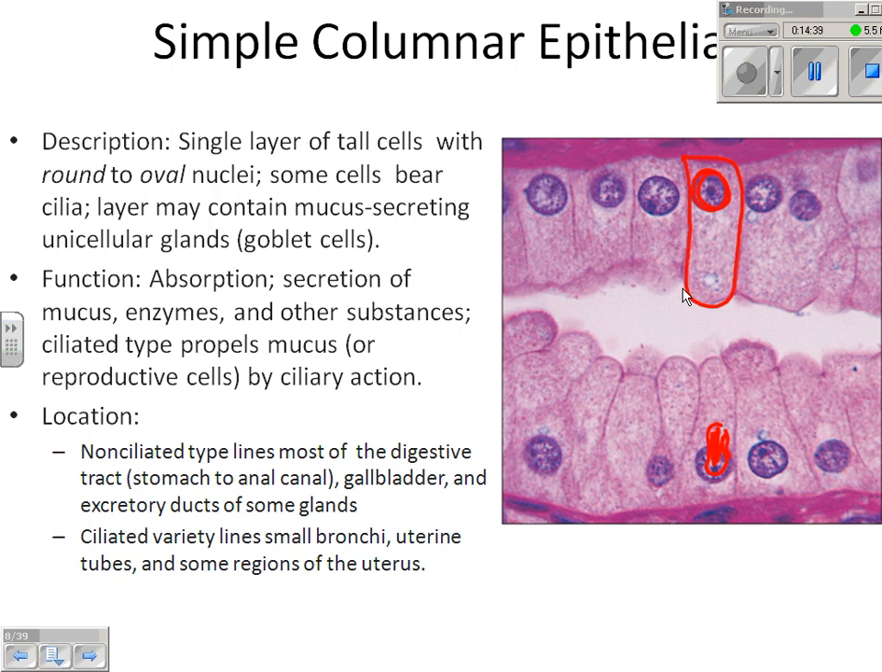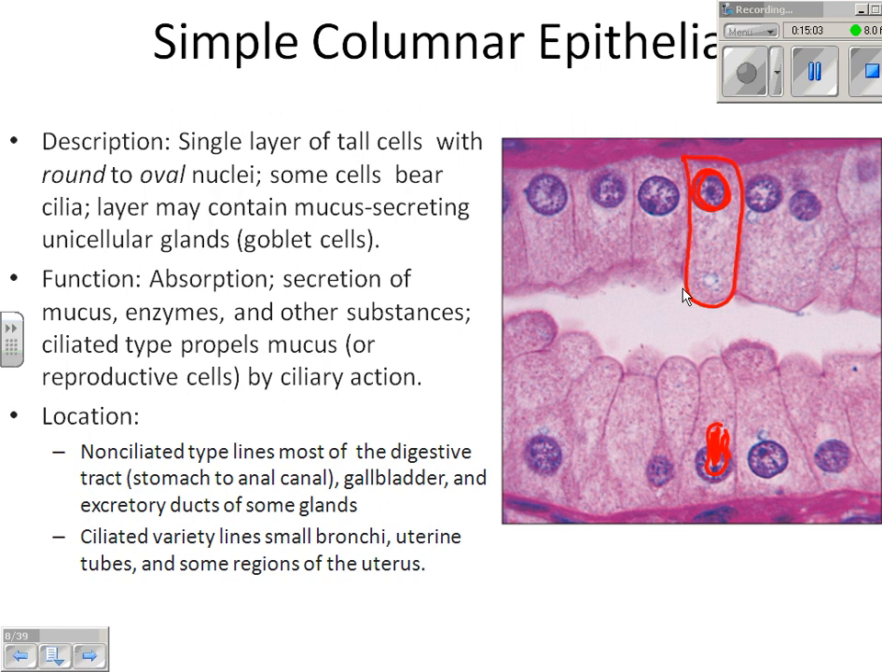Pseudostratified columnar epithelial tissue. Sometimes this can be very confusing when looking, so you're going to have to study these pictures on PAL. The way that you know that you're looking at pseudostratified, meaning it looks like multiple layers but it's really not, is that it looks that way because the nuclei are not lined up very well. So it looks kind of like multiple layers.